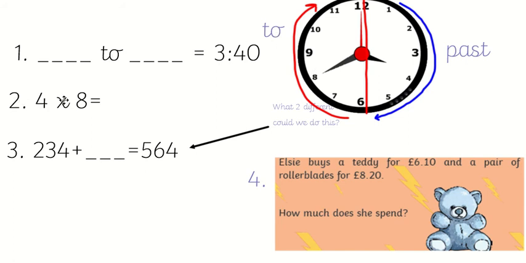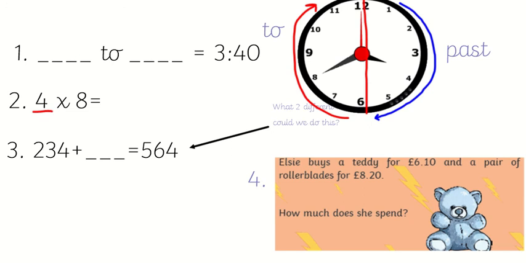Now moving on to number 2, we have 4 times 8. The first number can tell me what times table I'm working on. So I now know it's the 4 times table. Your first instinct to answer this question might be that you already know your 4 times table, so you could count in 4s 8 times and then answer the question that way.